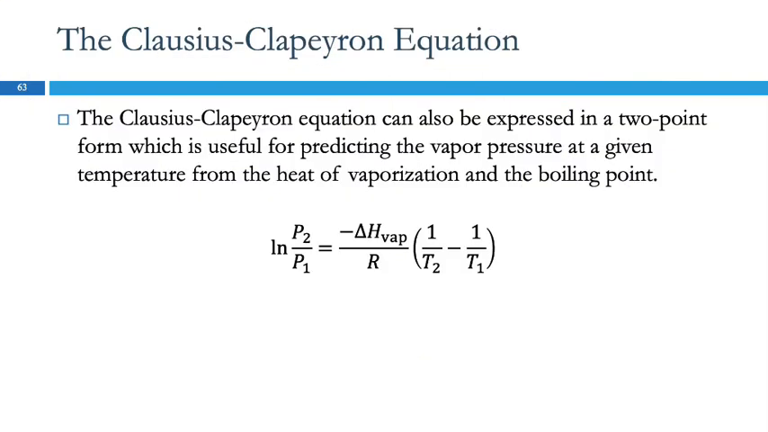So this is what's called the 2-point form of the Clausius-Clapeyron equation. And this is a little more useful for our purposes. So this will predict the vapor pressure at a given temperature, provided that we know the heat of vaporization and the boiling point of whatever the substance is. Or if we have vapor pressure at 2 different temperatures, then we could solve for delta H.